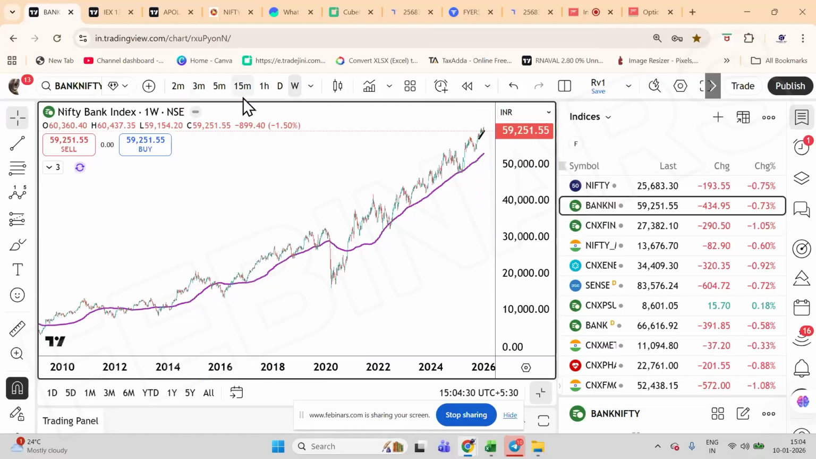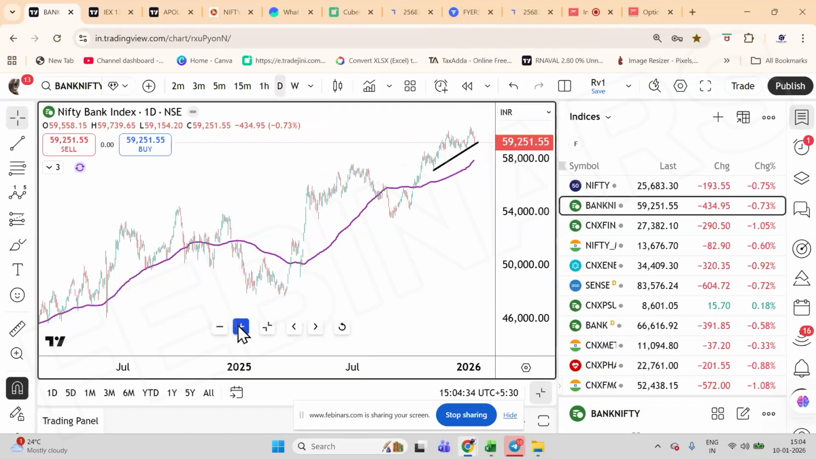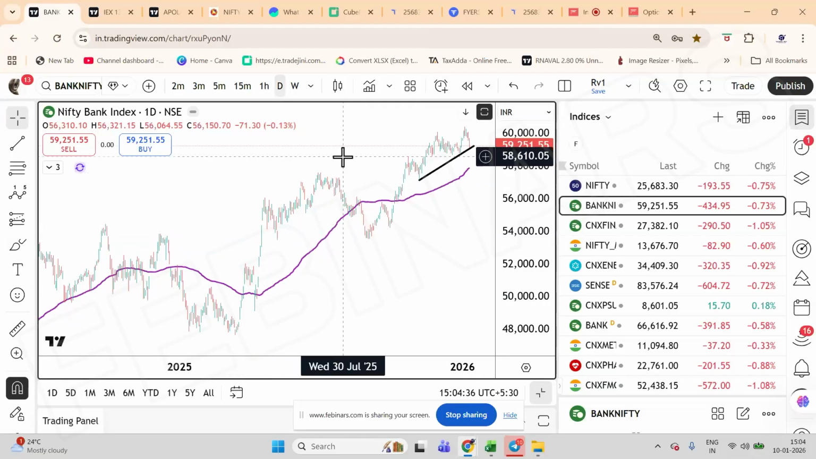So, as of now, correction is imminent. That is what we are doing. Consolidation may happen for some period of time. First, this is the important support, 58,600. The next support is 57,500 as per the price action.